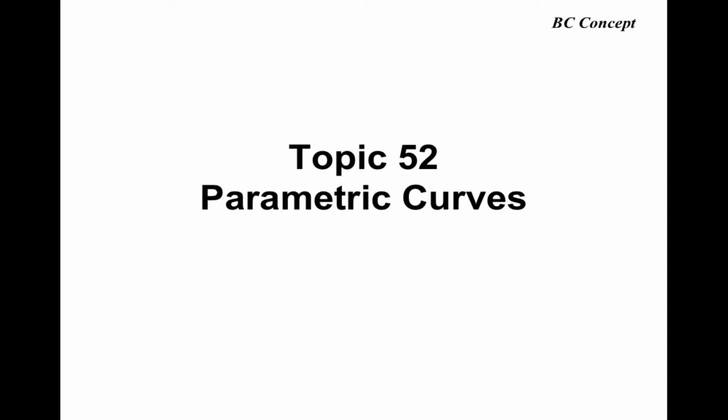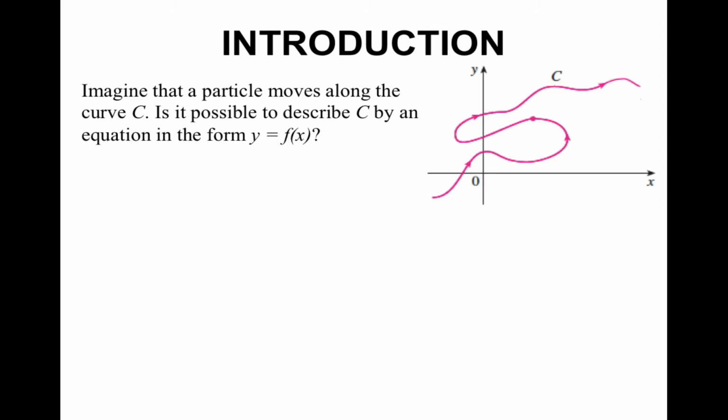Calculus class. Today we're going to learn topic 52, parametric curves. So first let's imagine a particle moving along some curve C, such as in this graph. So here's curve C and the particle is moving in the direction of the arrows.